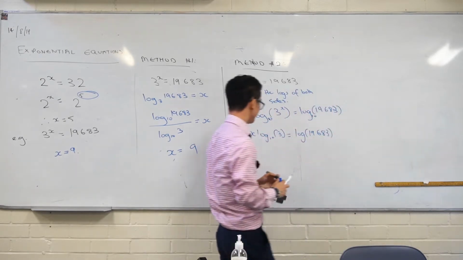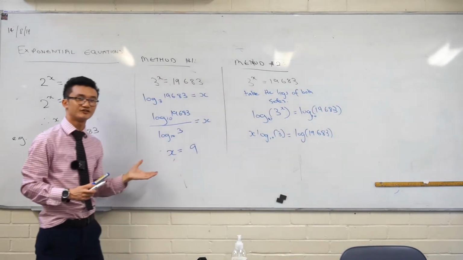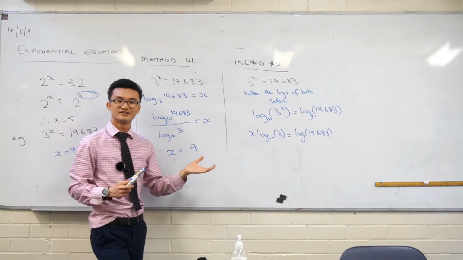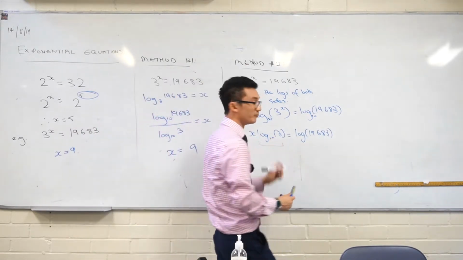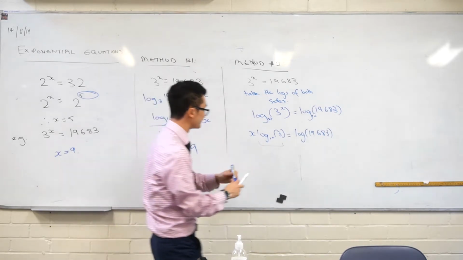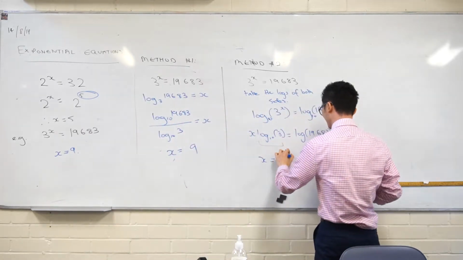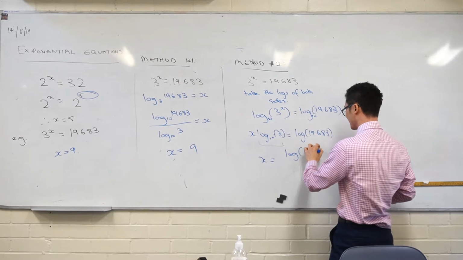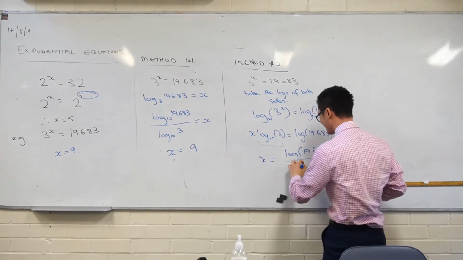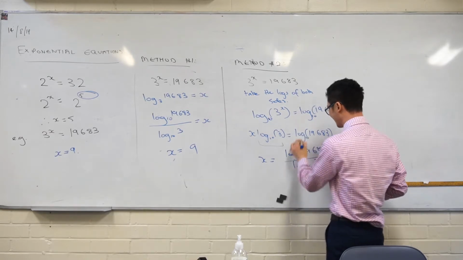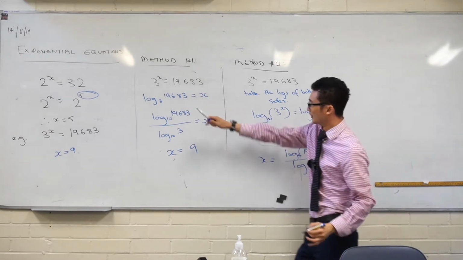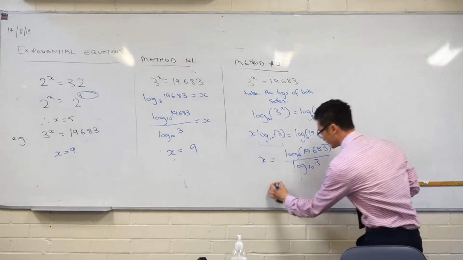And then we end up with a similar situation to here, because I can divide both sides by log of 3. Just remembering that this is actually just a number. That's why we can divide both sides by that. So x is equal to log of 19,683 divided by log of 3, which is in actuality the same as what we had over here. And x will equal 9.